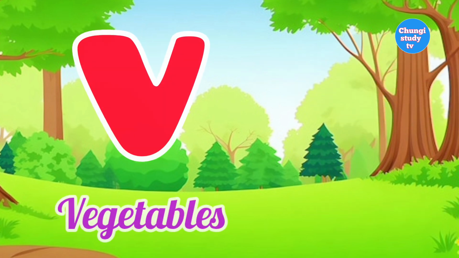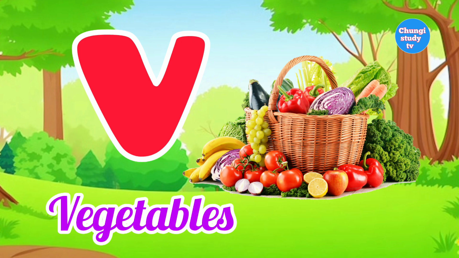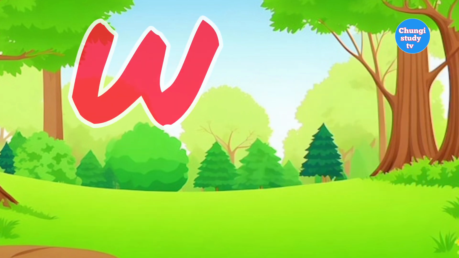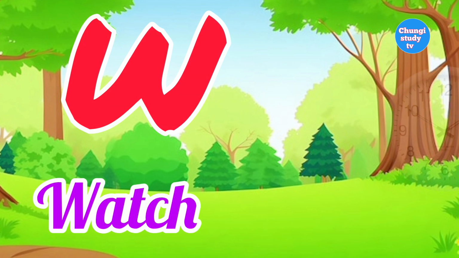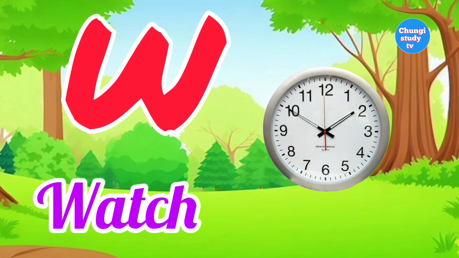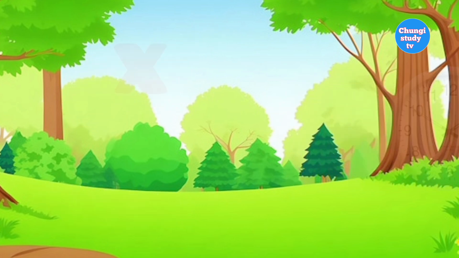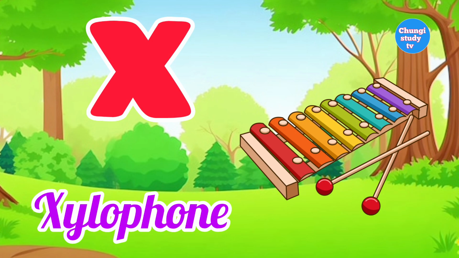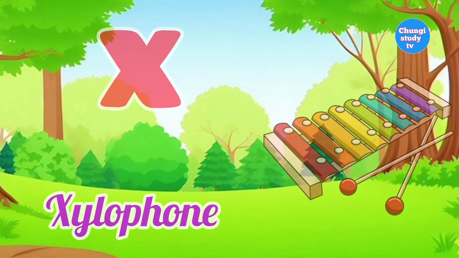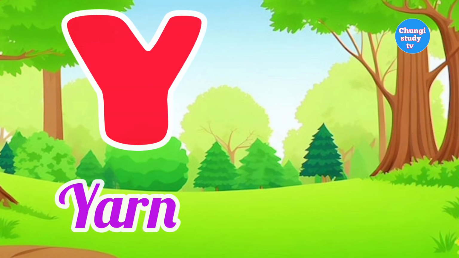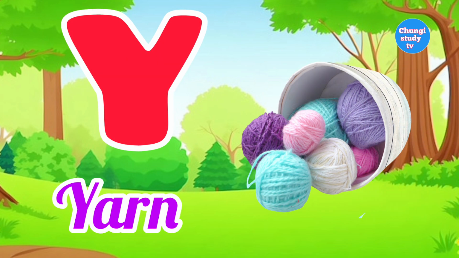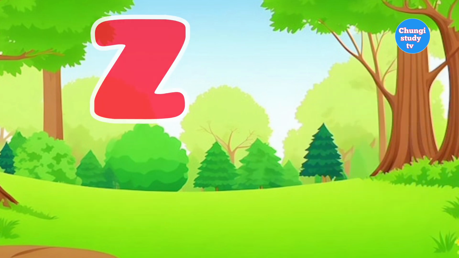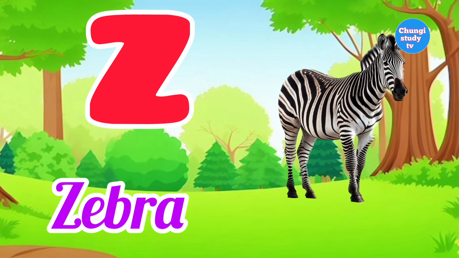V. V for vegetables. W. W for watch. X. X for xylophone. Y. Y for yarn. Z. Z for zebra.